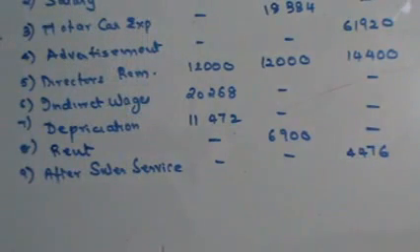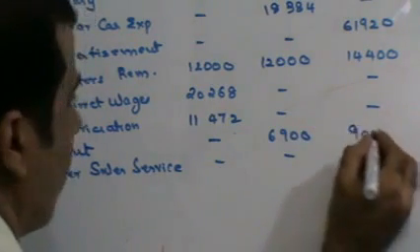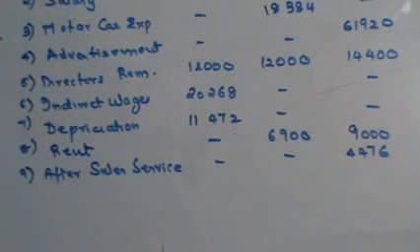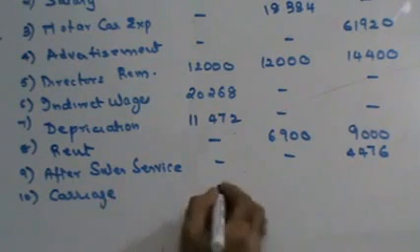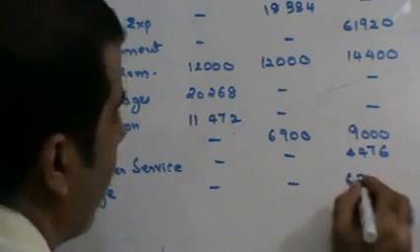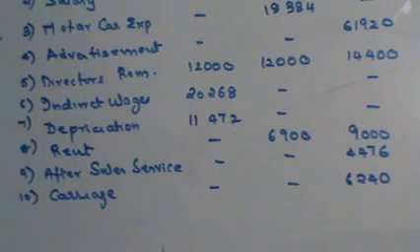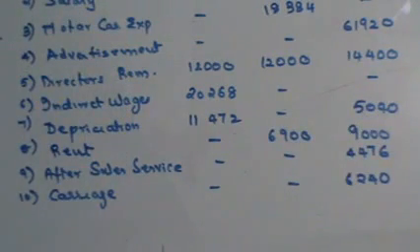Then you have interest. Interest is a finance expense, it is not to be recorded. Then you have showroom rent. Showroom rent is given to you as 9,000. Then you have carriage outward. Carriage outward is a sales expense. Carriage outward is given to you as 6,240. Right? Then you have depreciation on delivery van. Depreciation on delivery van is 5,040. It's a sales expense.